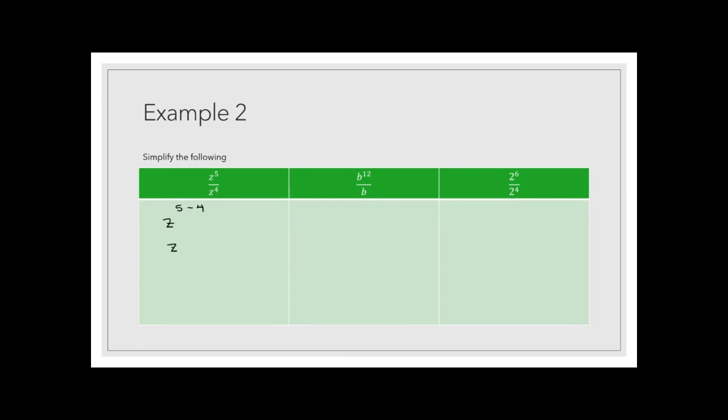That gives you z to the first power, which we usually just write as z. We usually don't write that exponent there. Second one, we have b to the 12th over b, and so that b in the denominator doesn't have an exponent, so we're going to give it an exponent of 1, and then you can subtract those exponents. So that's 12 minus 1, and that gives you b to the 11.